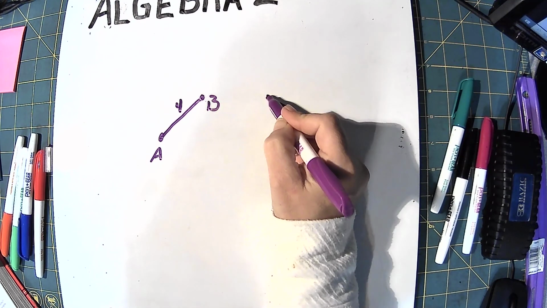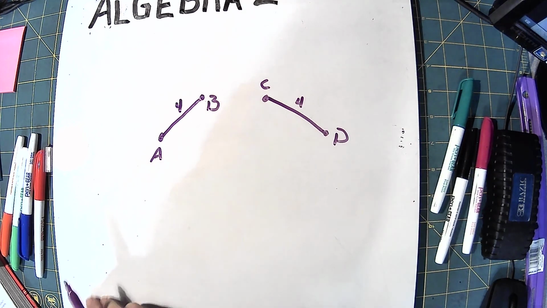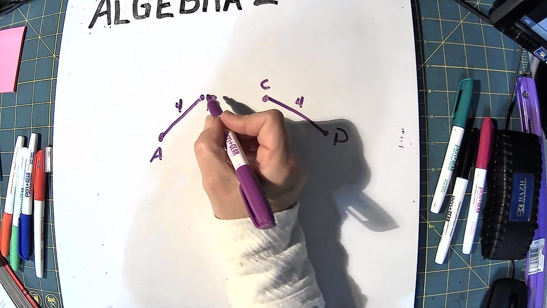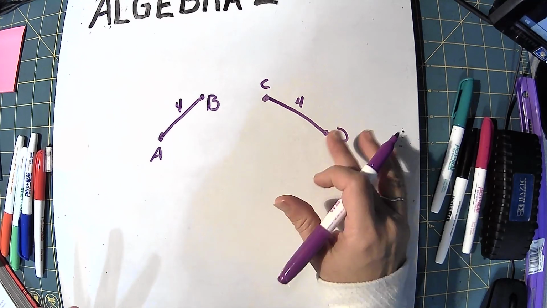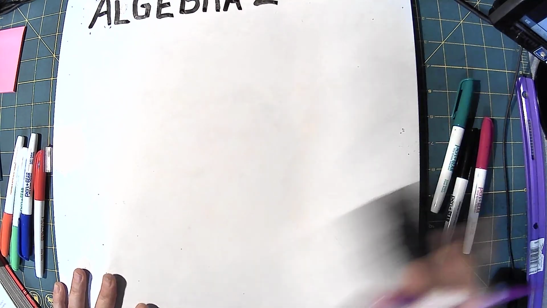And then we've got line CD, and it's also 4 centimeters long. We're not going to say those lines are equal to each other. We call that congruent. And so congruent means geometrically equal. It means that the numbers that describe them are equal to each other, because 4 equals 4. All right, so those two lines would be considered congruent.